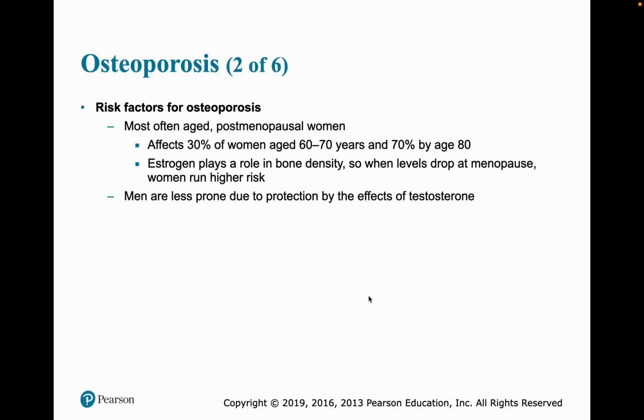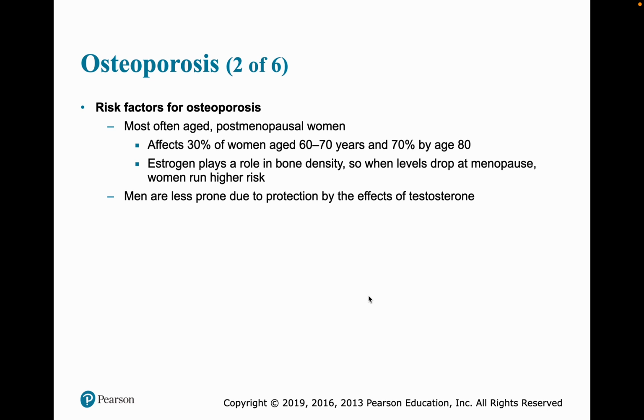Some of the risk factors for osteoporosis are being an older postmenopausal woman: 30% of women age 60 to 70 years, 70% by age 80. Estrogen plays a role in bone density. When estrogen levels drop after menopause, women run a higher risk. We go back and forth all the time between the risk of osteoporosis and risks associated with hormone replacement.